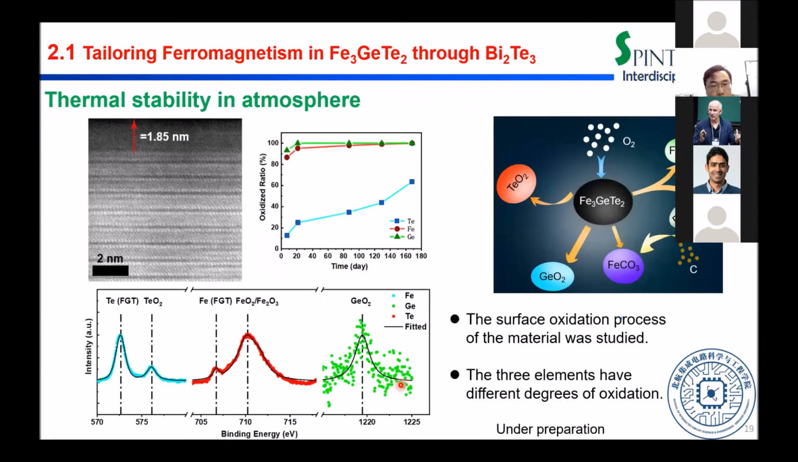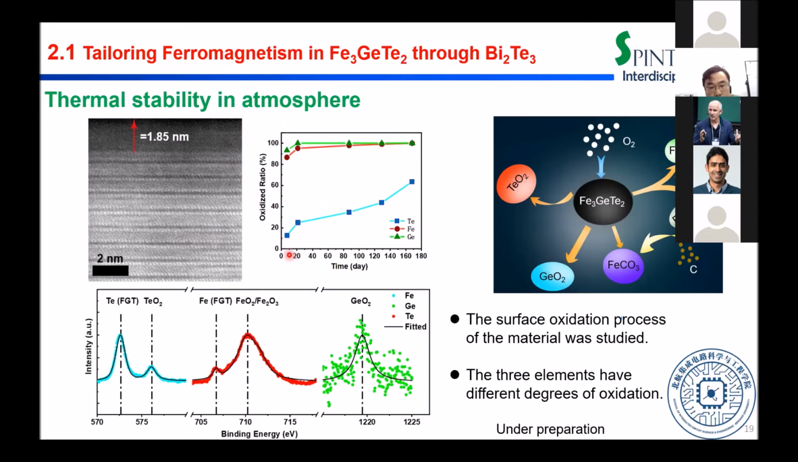Because this material is very new, we want to use it for the device. So we also check the thermal stability in the atmosphere. This is the TEM after one month of sample growth, and we can see almost 2 nanometers of iron germanium telluride. We also do XPS measurement to carefully check the evolution of this material in the atmosphere.